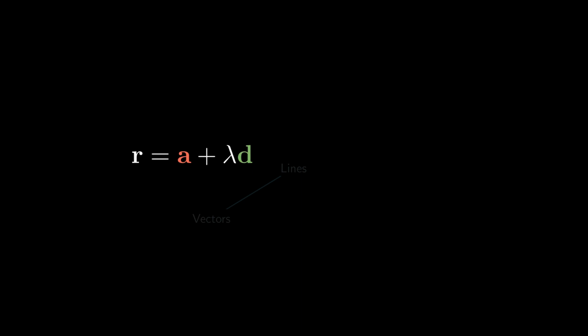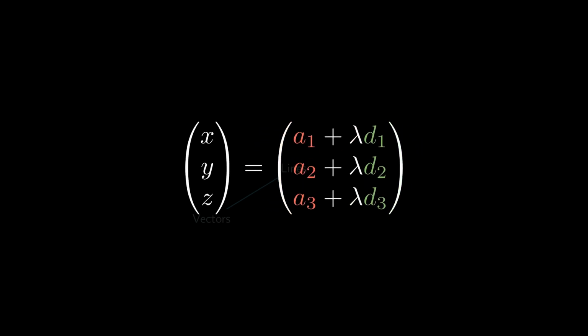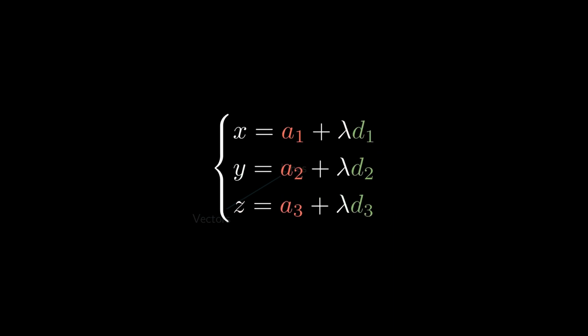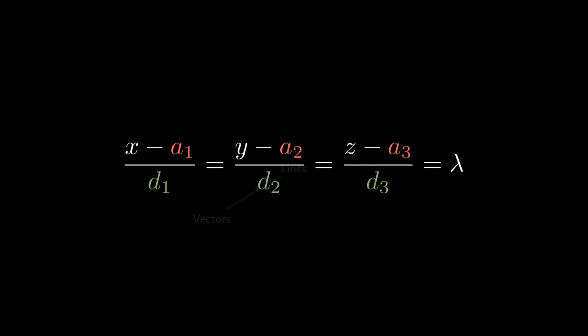Sometimes we are interested in the actual coordinates of the points that lie on the line. For that purpose, we'll expand each of the vectors, combine the right hand side using some vector addition, and compare the coordinates to equate them with one another. Assuming that d1, d2 and d3 are non-zero, we can isolate lambda and equate them with one another to obtain the Cartesian equation of a line.